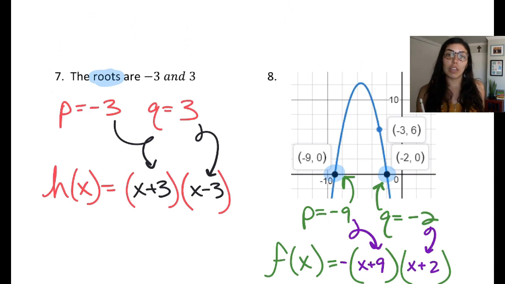So if you know the relationship between factors and zeros, factors and solutions, factors and x-intercepts, they're the opposite, then you've mastered today's lesson.